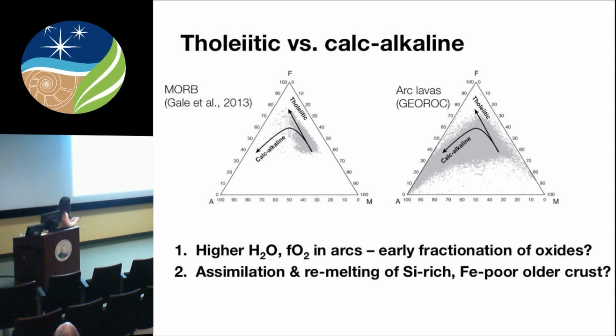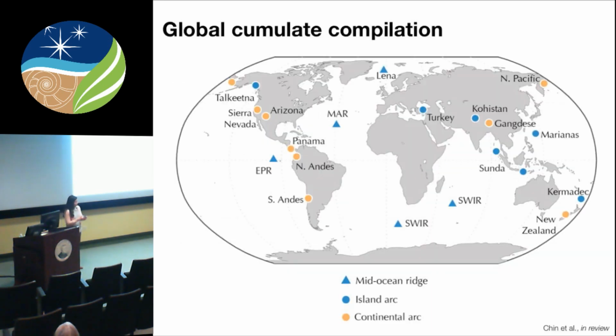One forming these trends. So recently I've been working with some colleagues, Kei Shimizu is one of them, who's a postdoc here. We wanted to tackle this problem, but from looking at the cumulates, the deep crustal component. So we compiled from the literature cumulate compositions from all of these localities, and here I'm color coding it by mid-ocean ridges, which are the blue triangles, and arcs, and I've divided arcs between island arcs, which are blue, and continental arcs, which are orange.